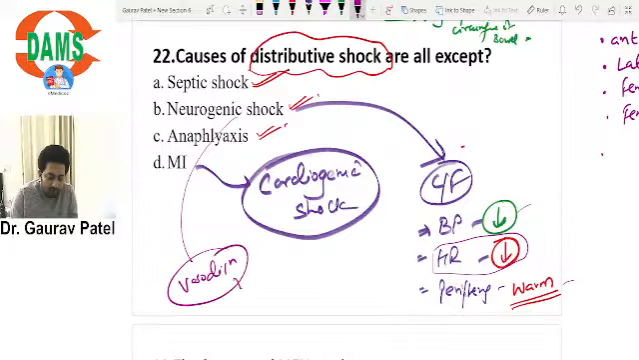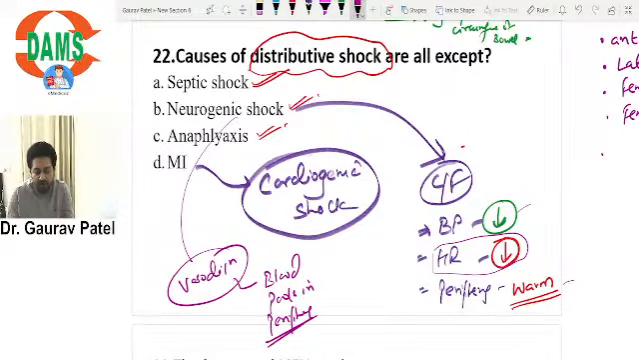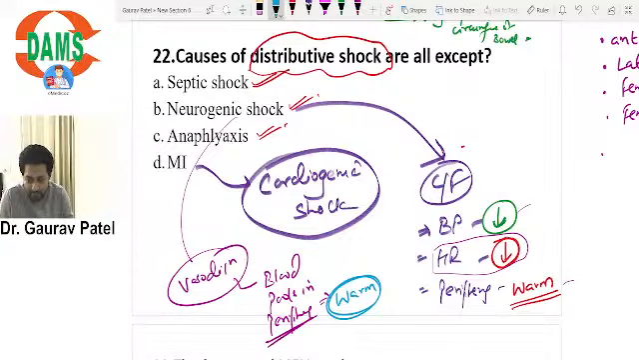vasodilatation. So because of vasodilatation, the blood pools in periphery. If the blood is present in the periphery, when you touch the periphery, it will be warm, because blood is not cold, blood is warm. I mean, we are talking about humans. So it will be warm periphery because the blood is present in that area. Some of you said cold. It has to be warm, because the pooling of blood is in the periphery.